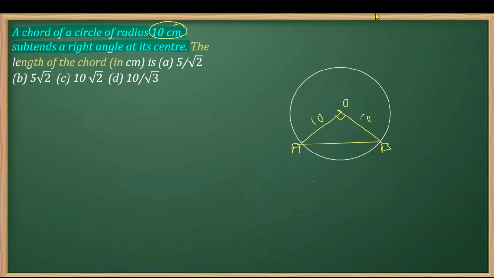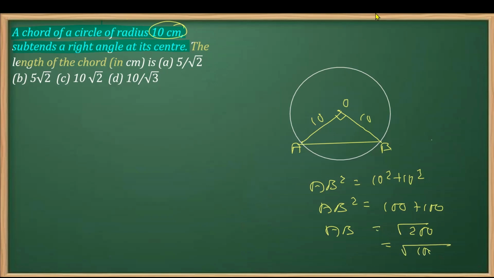So what we can do, we can apply Pythagoras theorem here. So AB square, the square of the hypotenuse, is what? Sum of the squares of the other two sides. So this gives you AB square as how much? 100 plus 100, right? You may directly do it as 10 root 2 if you know, but otherwise you have to find out the square root of 200. So this is 100 into 2, and 100 under root is 10. So 10 root 2 should be the answer in this case.